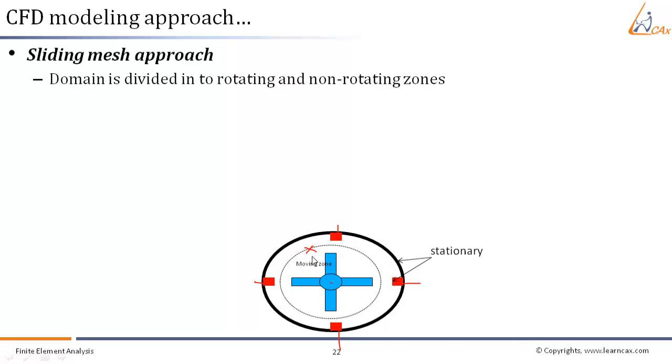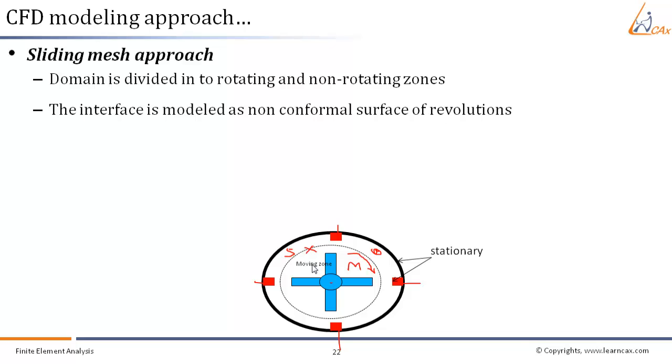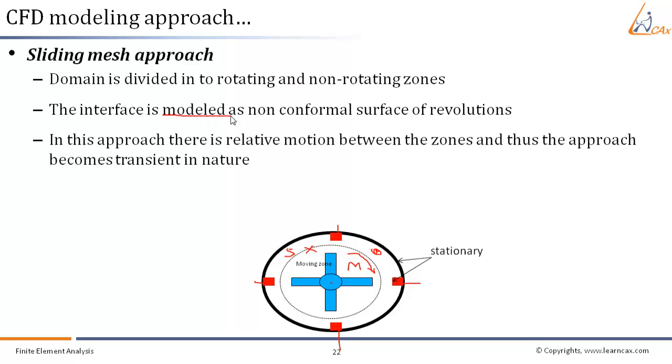But what is the difference in this? The interface is modeled as a non-conformal surface of revolution, and in this approach there is relative motion between this stationary and this moving domain. So these blades are actually rotating in this particular approach, and the outer zone is stationary. So the interface is modeled as a non-conformal interface, and in the CFD model itself, there is relative motion between the zones.